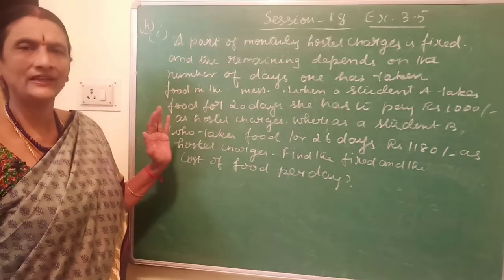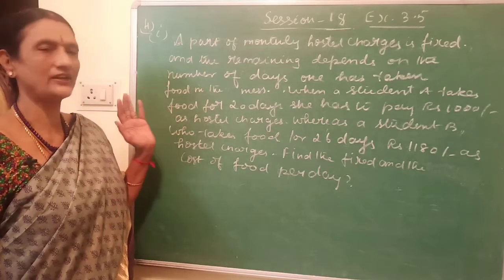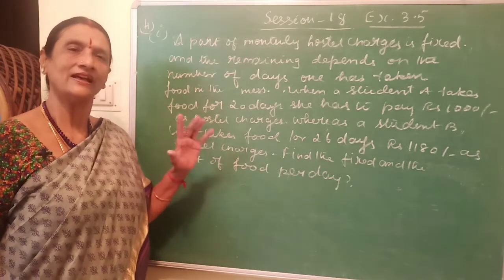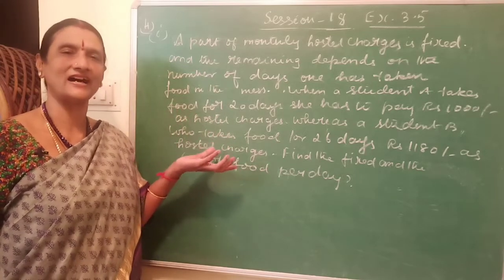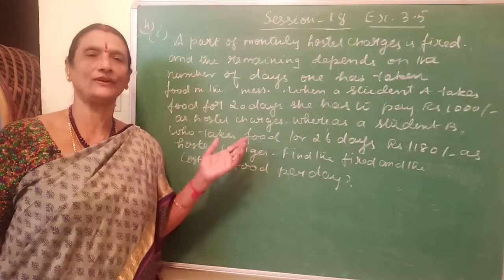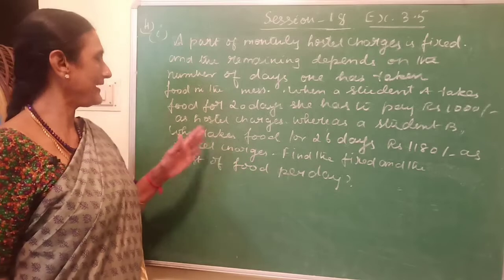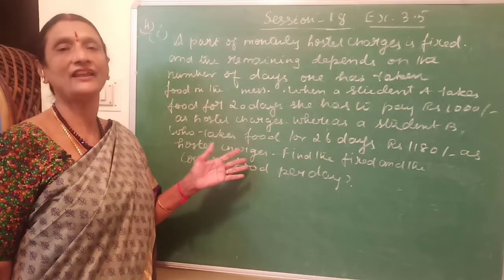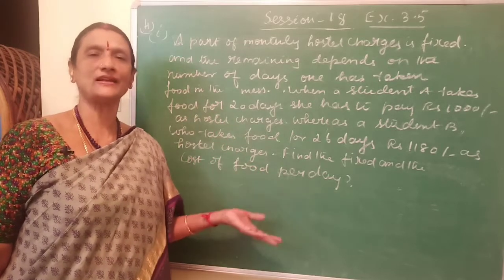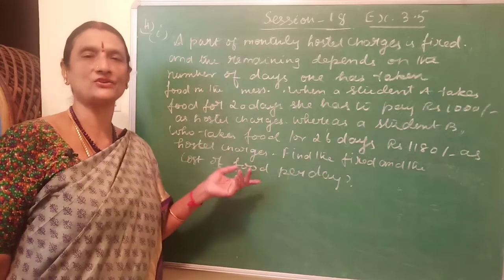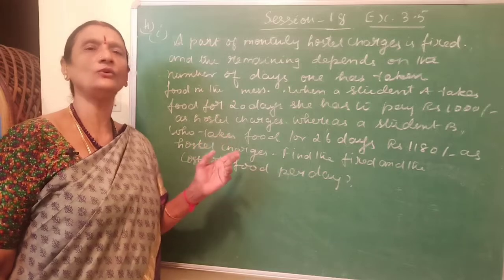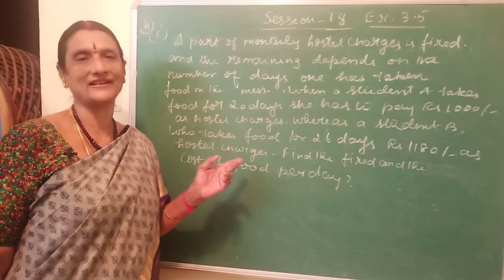Okay. Yes, there are two students. A takes food for 20 days. So when he takes food for 20 days, some amount will be charged as a fixed charge, and for 20 days how much per day will be calculated and that will be added to his bill. Similarly, B who takes food for 26 days, he also has to pay the fixed charges plus some amount per day. For 26 days you have to calculate and that will be added to the bill. So this is the equation. Okay, so we have to arrive at the two equations and solve for x and y.